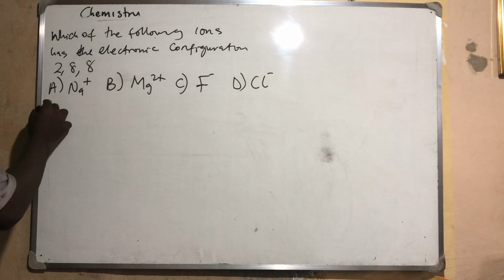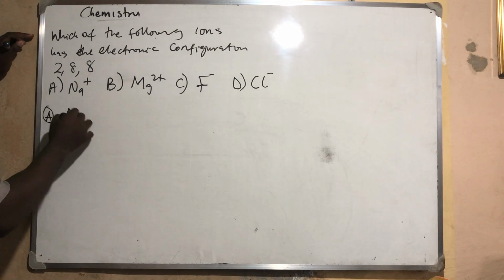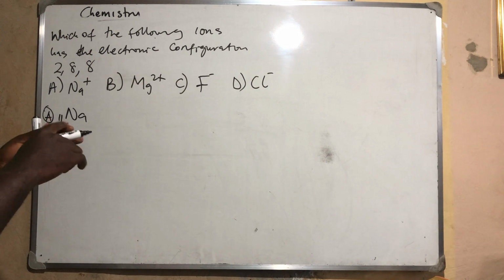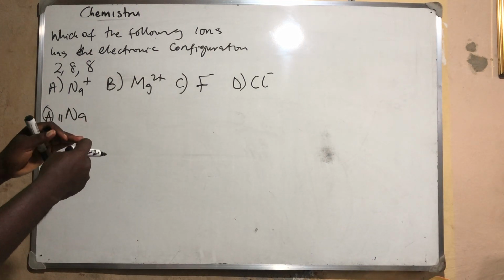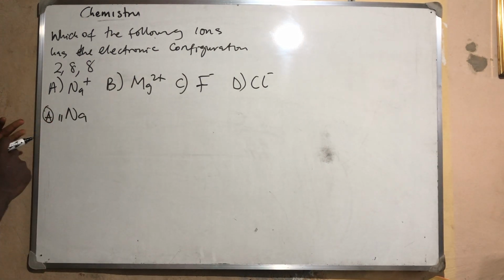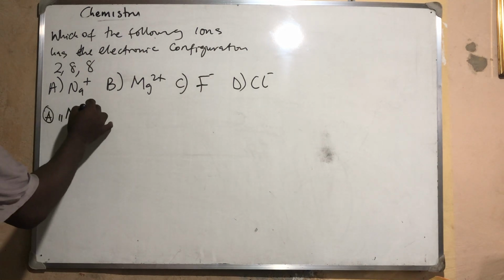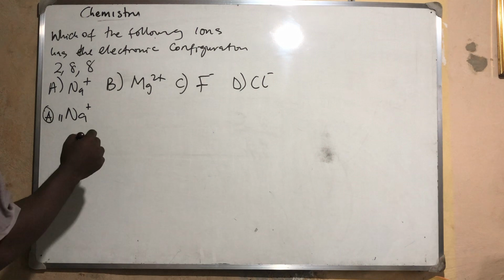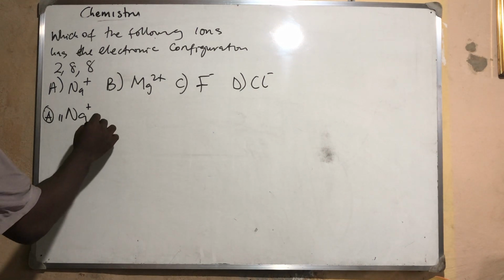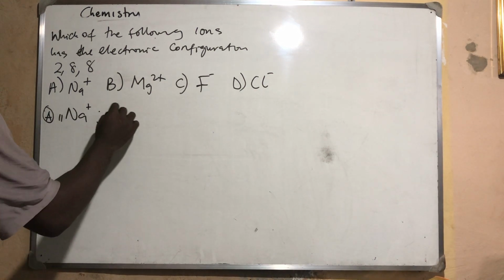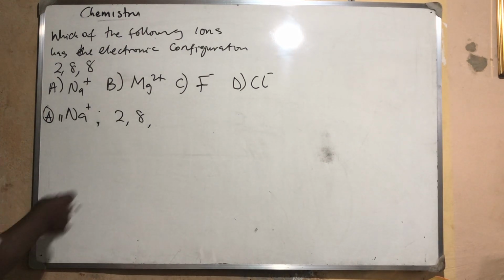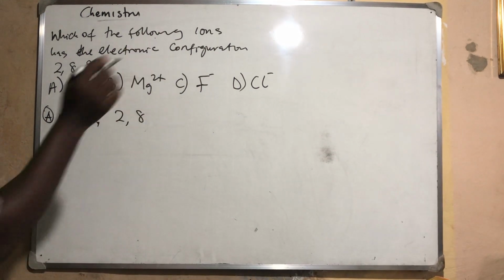For A, sodium is 11, Na 11, because hydrogen, helium, lithium, beryllium, boron, carbon, nitrogen, oxygen, fluorine, neon, sodium. So sodium is 11. Because it is plus, it means it gave out 1. So it will now have 10 electrons. So the electronic configuration there should be 2, 8, because it is 10.